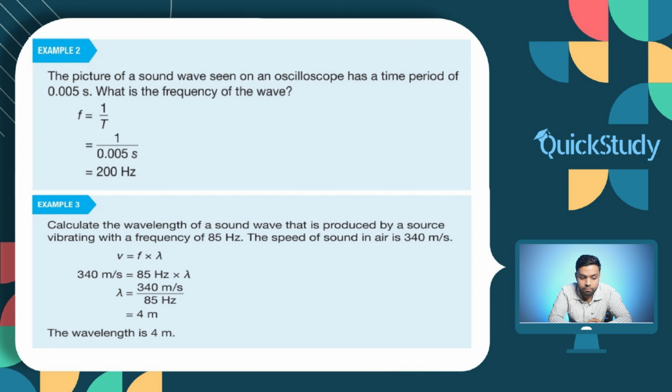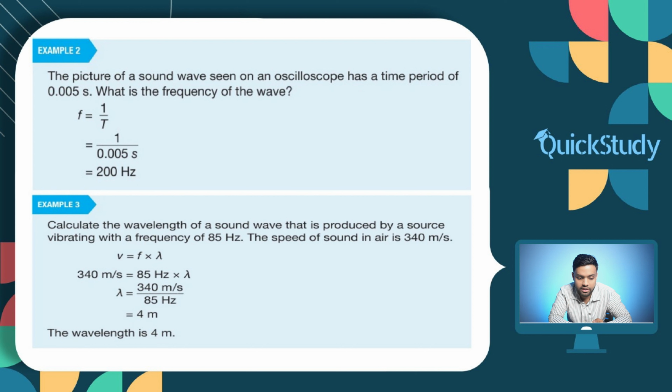In example 3, we have to calculate the wavelength of a sound wave that is produced by a source vibrating with a frequency of 85 Hz. The speed of sound in air is 340 meters per second. We have to notice that if the speed of sound is given in the question, we have to use that. If it is not given, we will use 330. But here it is given that the speed of sound is 340 meters per second.